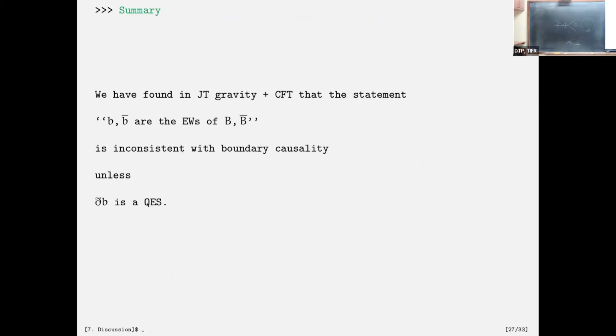Islands I will skip. So just to say what I found, we found that in GT gravity CFT with a nice semi-classical order of limits, the statement that little b and little b bar are the EWs of B is inconsistent with boundary causality unless the boundary of B is a quantum extremal surface. And the fact that it should be minimal doesn't come out. That's the island part.